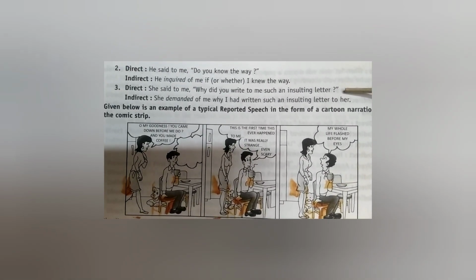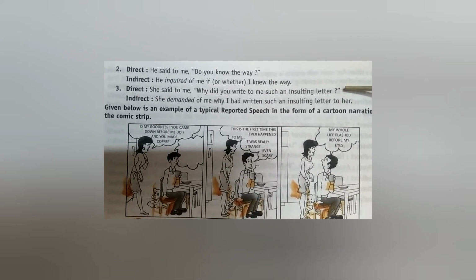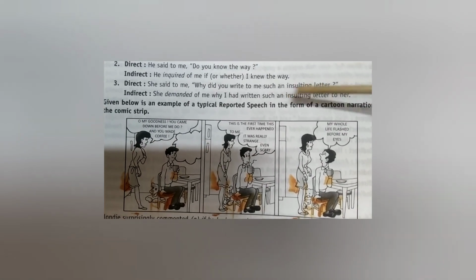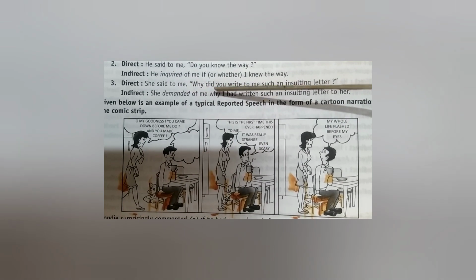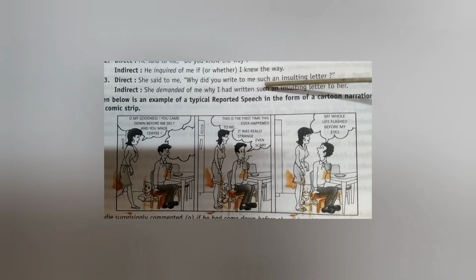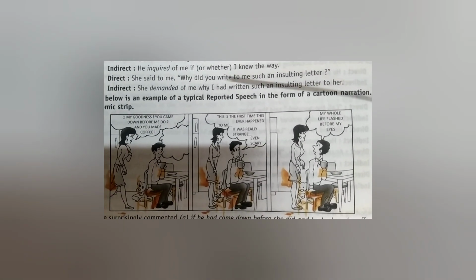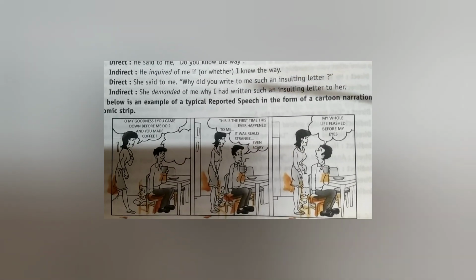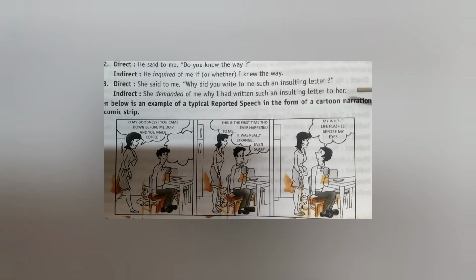Okay, third one, she said to me, why did you write to me such an insulting letter? Now this one is not a yes no answer. So it is a reason giving answer. So here we have to take the WH word. How? She demanded of me why I had written such an insulting letter to her. Since it is simple past tense, we can also take it as why I wrote such an insulting letter to her. This is also correct.